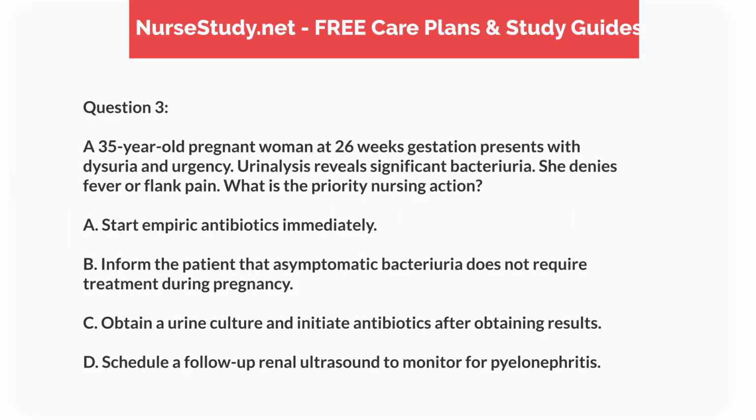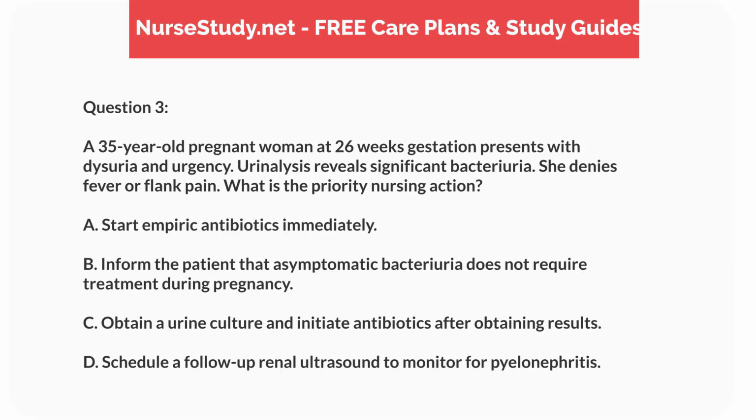Question 3. A 35-year-old pregnant woman at 26 weeks gestation presents with dysuria and urgency. Urinalysis reveals significant bacteriuria. She denies fever or flank pain. What is the priority nursing action? A. Start empiric antibiotics immediately. B. Inform the patient that asymptomatic bacteriuria does not require treatment during pregnancy. C.